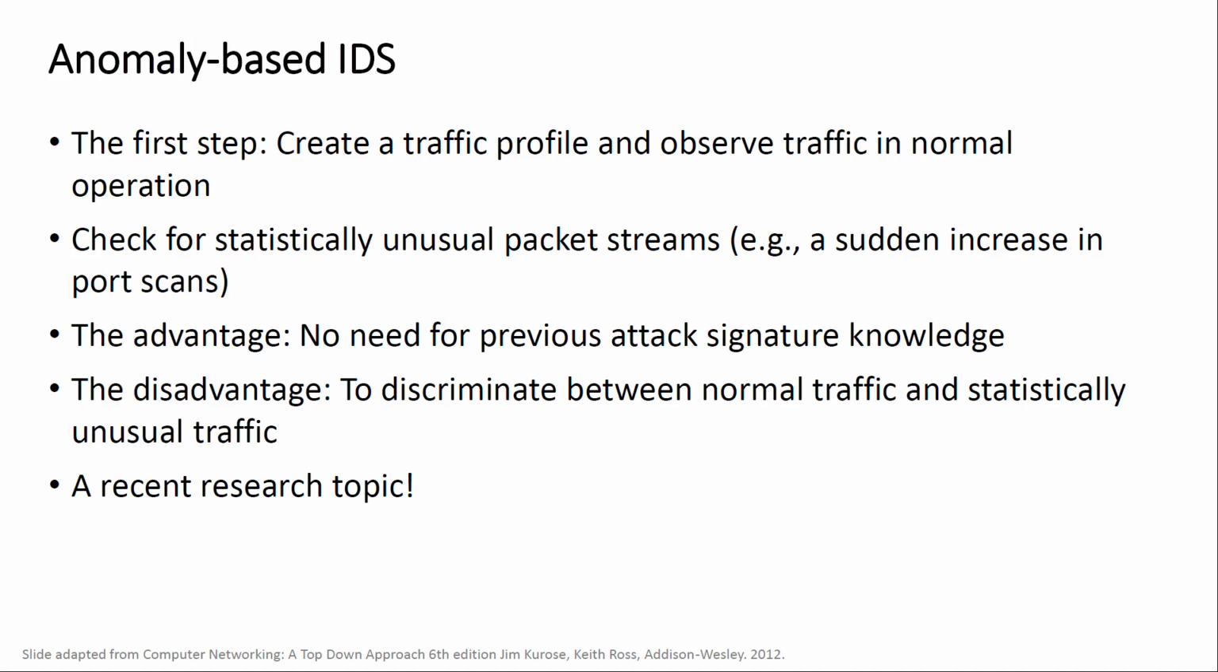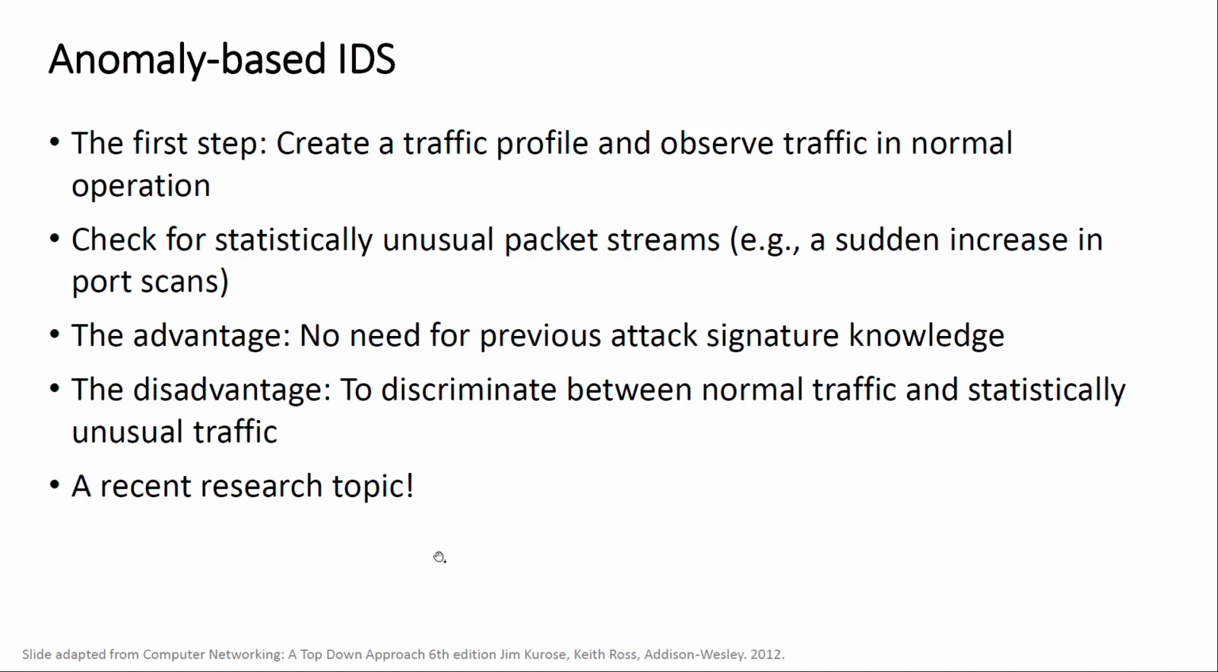Anomaly-based IDS. The first step is to create a traffic profile and observe traffic in normal operation. Check for statistically unusual packet streams, for example, a sudden increase in port scans and so on. The advantage is no need for previous attack signature knowledge. The disadvantage is the need to discriminate between normal traffic and statistically unusual traffic.